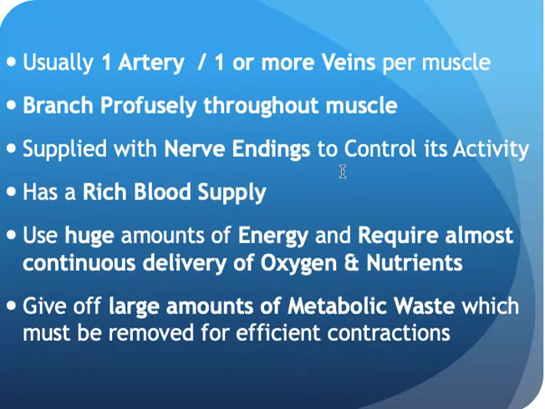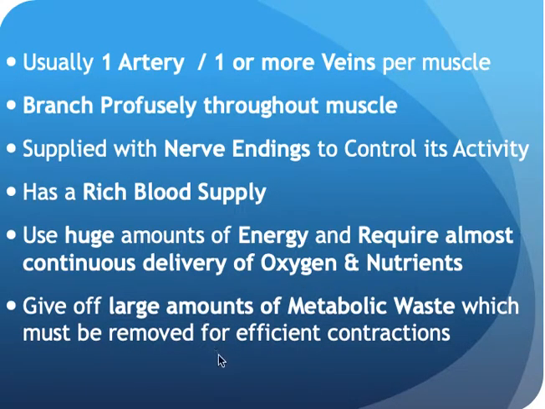It's going to be supplied with a nerve ending. Again, we're using these nerves from our brain and from our spinal cord to control the activity of the muscle. We need a rich supply of blood because your muscles are very, very active. Okay, so they're going to use huge amounts of energy and they're going to require almost continuous delivery of oxygen and nutrients. So we need a lot of this ATP. We need a lot of that oxygen to create this energy that we need to keep contracting and keep being active with our muscles, right?